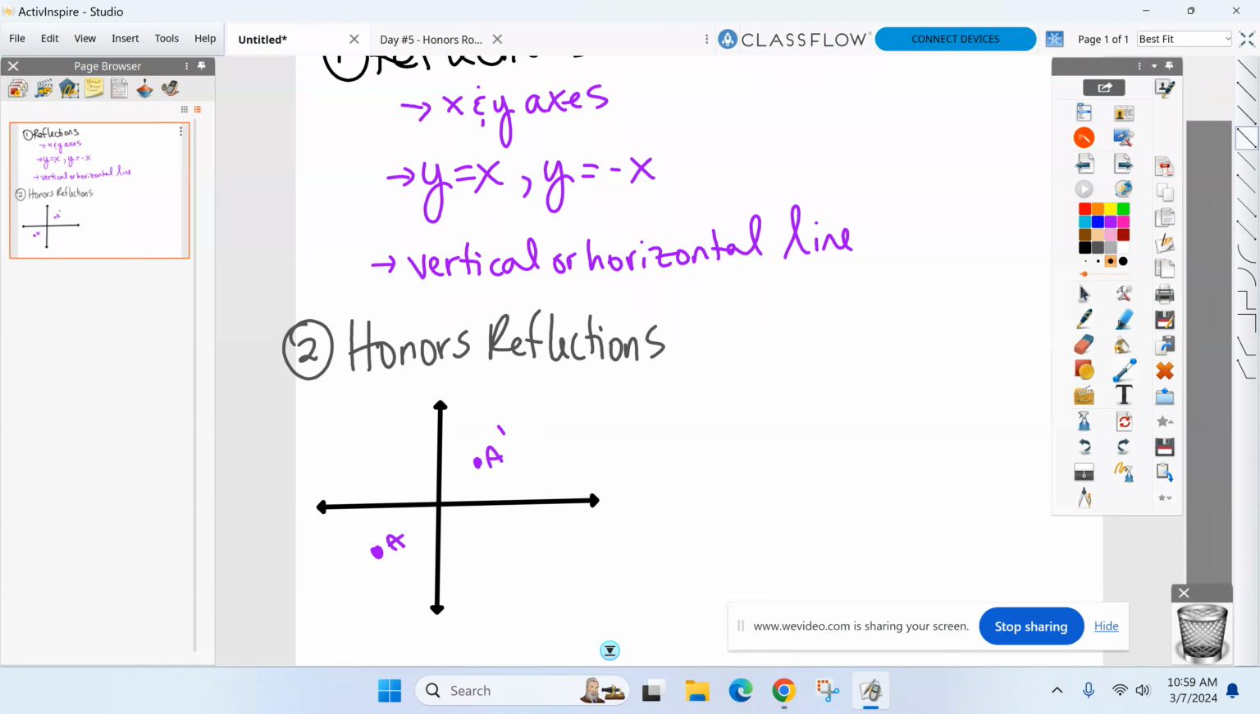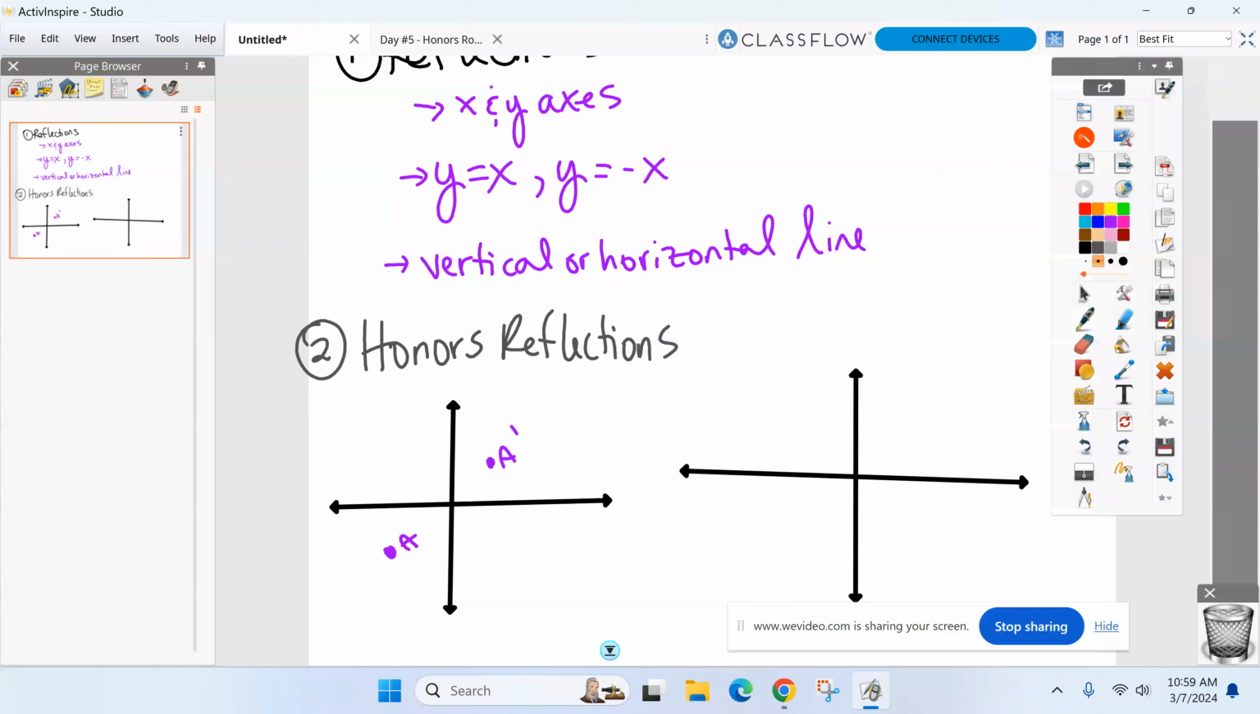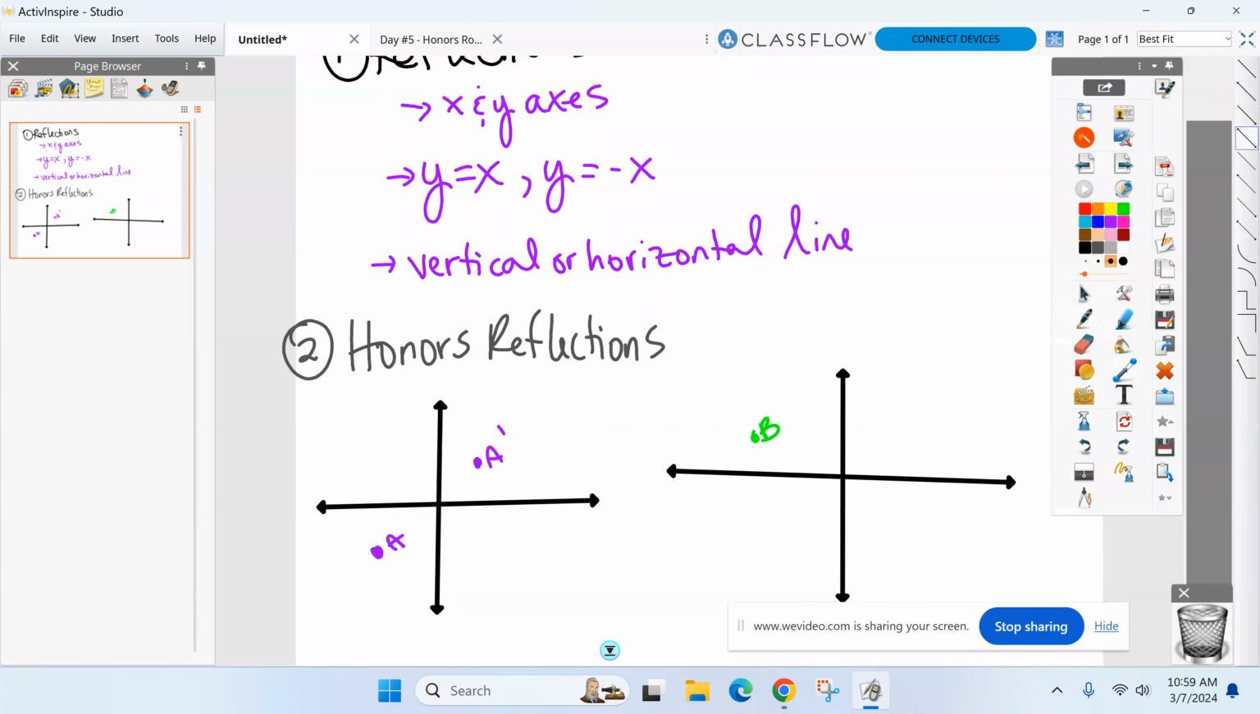Or the other type it could come in is: here's point B. Here's the line of reflection. Where's B prime? And notice my line of reflection is not any of these basic ones. So be prepared for both tomorrow.